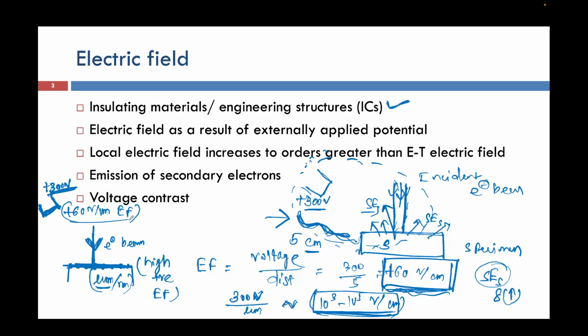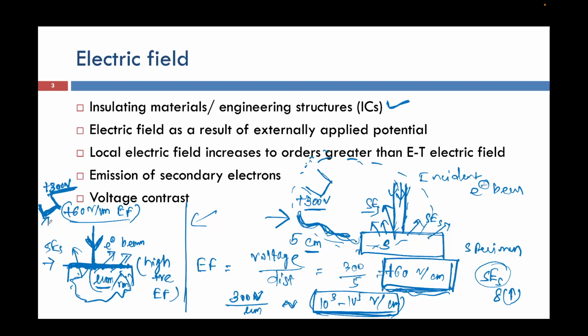So at any instant, if I want to check, what will happen? The beam comes, interacts with the specimen, and all the secondary electrons will be coming out. But at this instant, the electric field here is very highly positive, and the electric field in this section will be much higher than the electric field in this section, right?